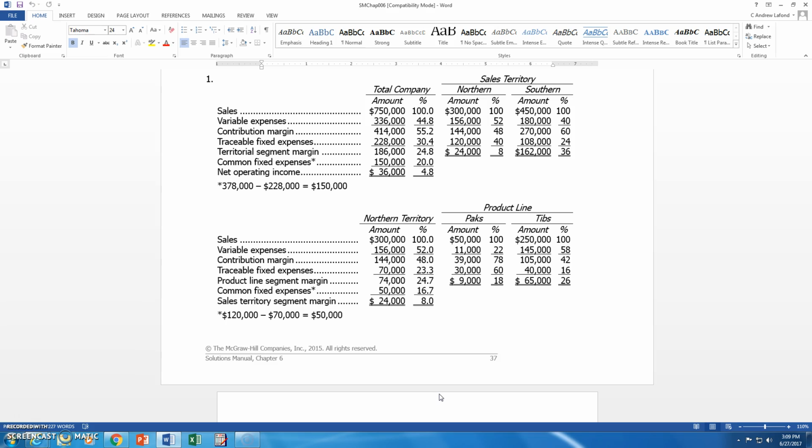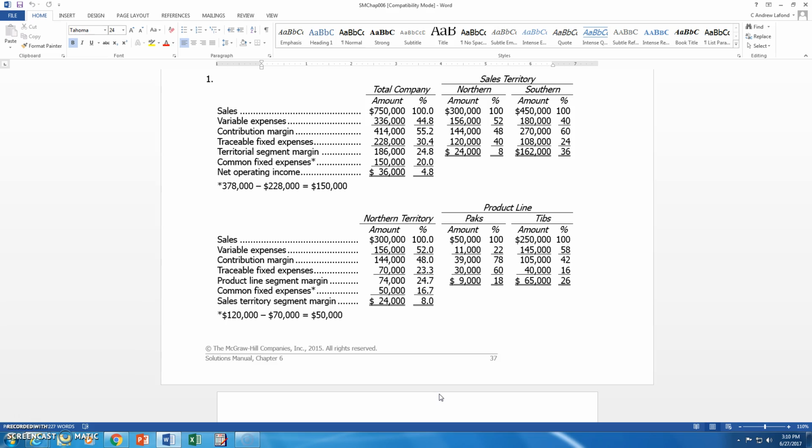they have net operating income of $36,000. Management's not too happy with the company's performance and is wondering what can be done to improve profits. The company is divided into two sales territories, the Northern Territory and the Southern Territory. The book then goes on to give us information regarding the sales and variable costs of the Northern Territory, and from there, by subtracting from the total on the contribution margin income statement given, you can back into the Southern Territory's sales and variable costs.